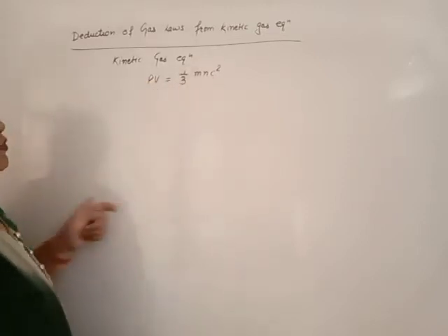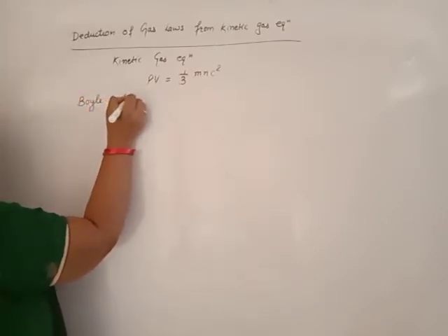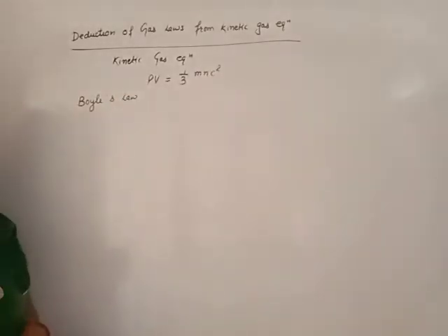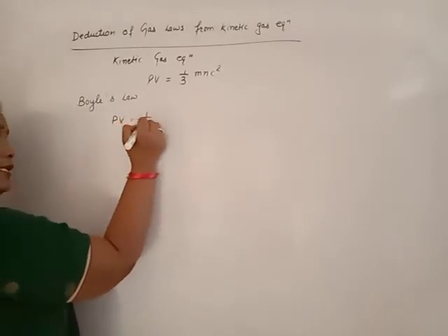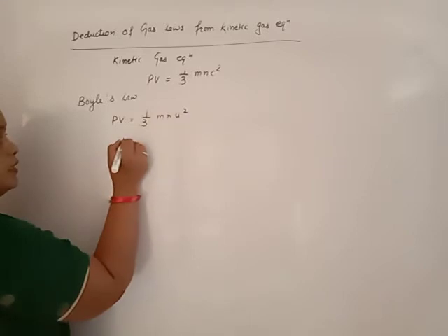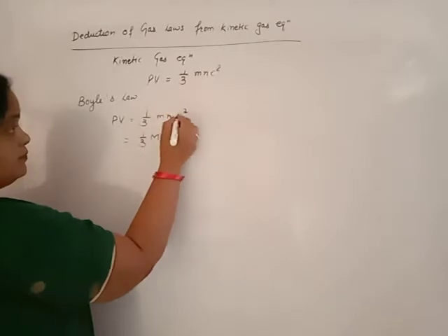From this equation, we want to derive Boyle's law. Boyle's law explains that at constant temperature, pressure and volume are inversely proportional to each other. The volume of a given mass of gas is inversely proportional to the pressure applied on the gas at constant temperature. This relation is derived from here: PV = 1/3 mnc².